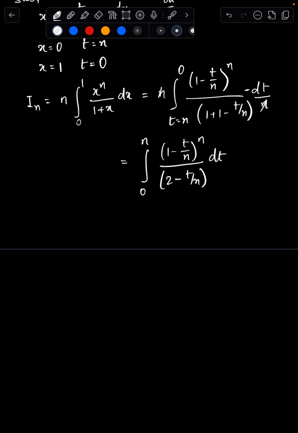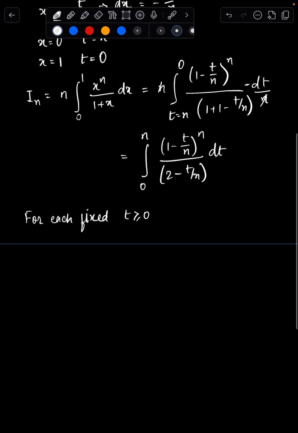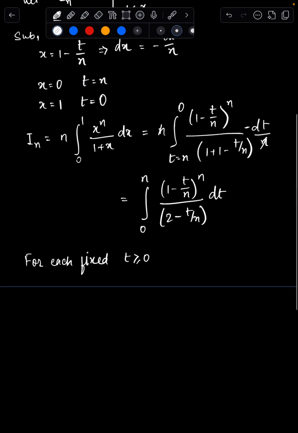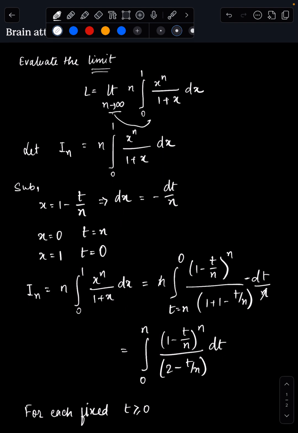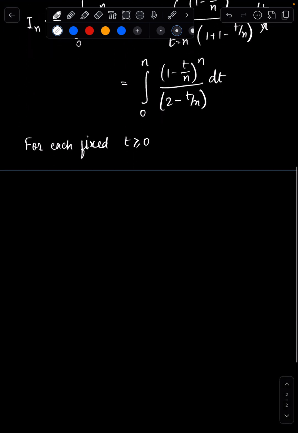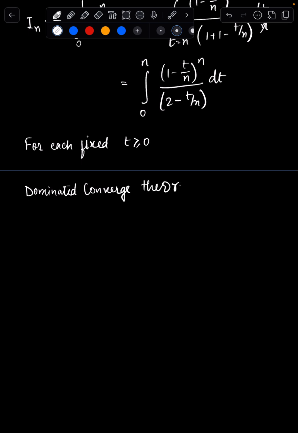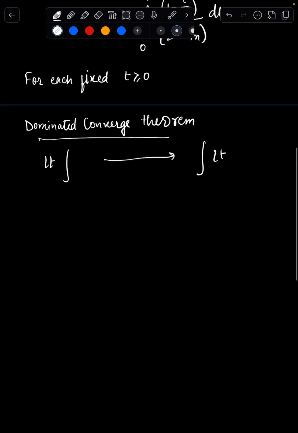Now for each fixed t greater than or equal to 0, we have to check. Our intention now is to bring this limit inside the integral. There are two things for that. What we know is the dominated convergence theorem. Anytime you have a limit and then an integral and you want to change it to an integral with the limit inside, you have to apply the dominated convergence theorem.